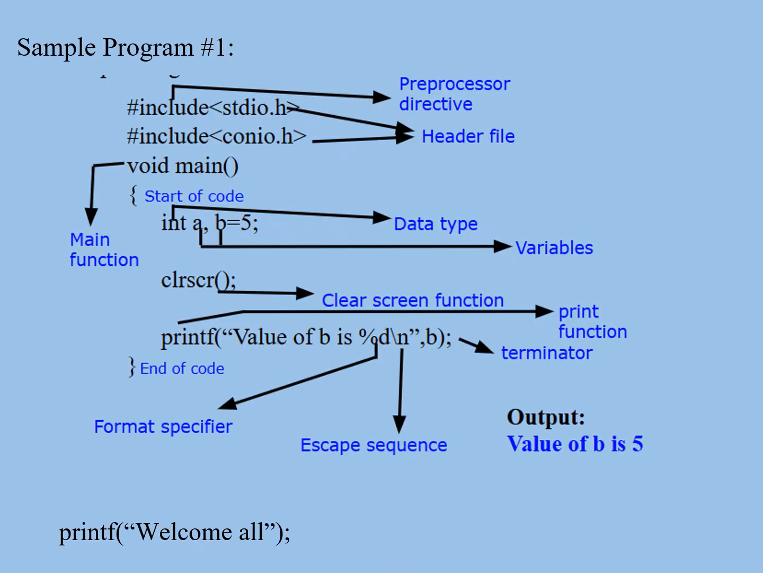Coming back to our sample code, here two variables are declared with the names as A and B, both having the data type as integer. Variable B is assigned a value 5.